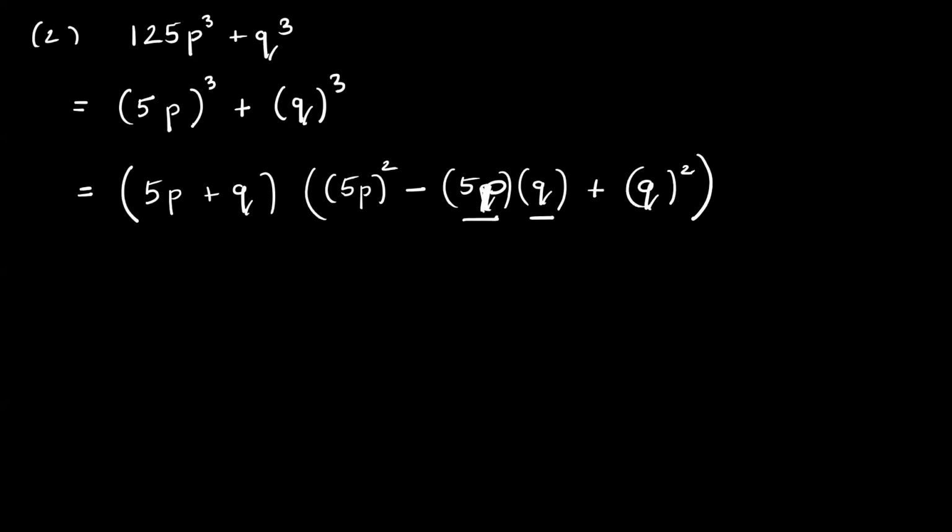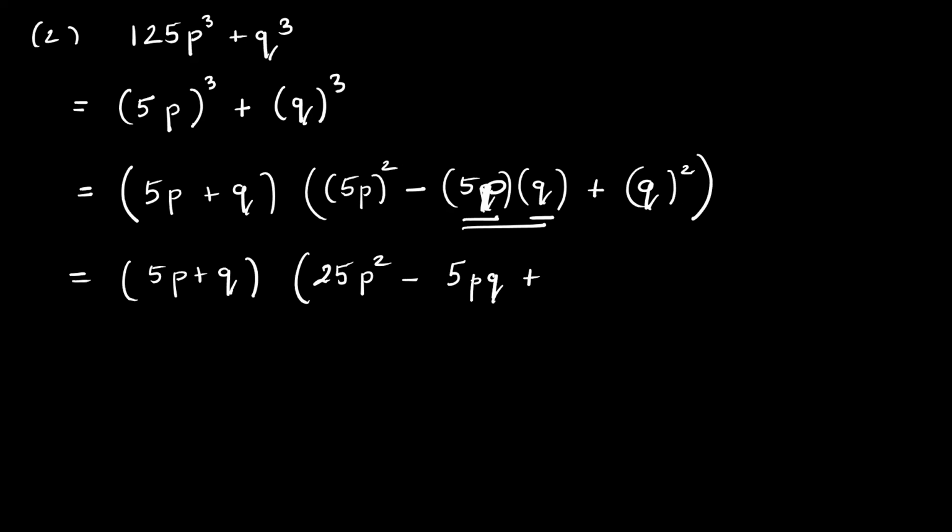Okay, next the first bracket will be same. Okay, now square this. What is 5 square? 25. And P square. Minus, what is this multiplication? 5PQ. Plus Q square. Okay, done? Yes, sir. Okay, thank you.